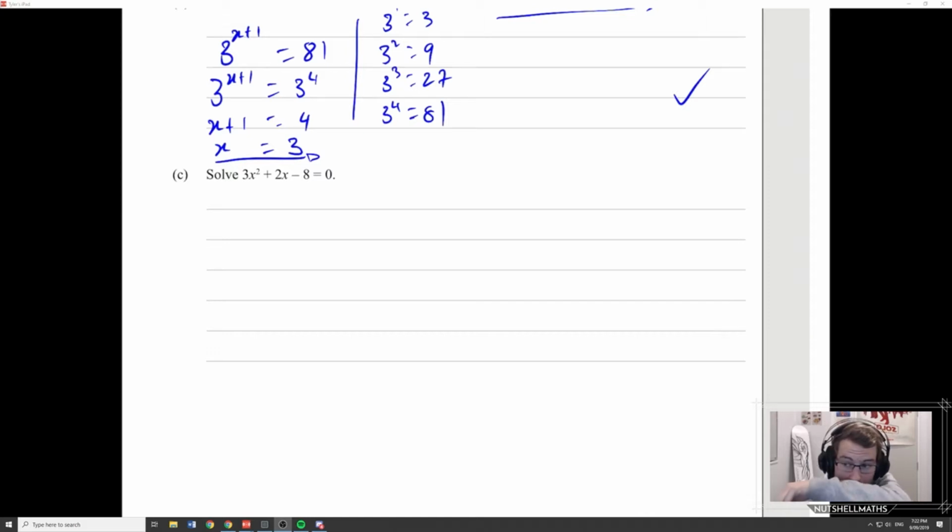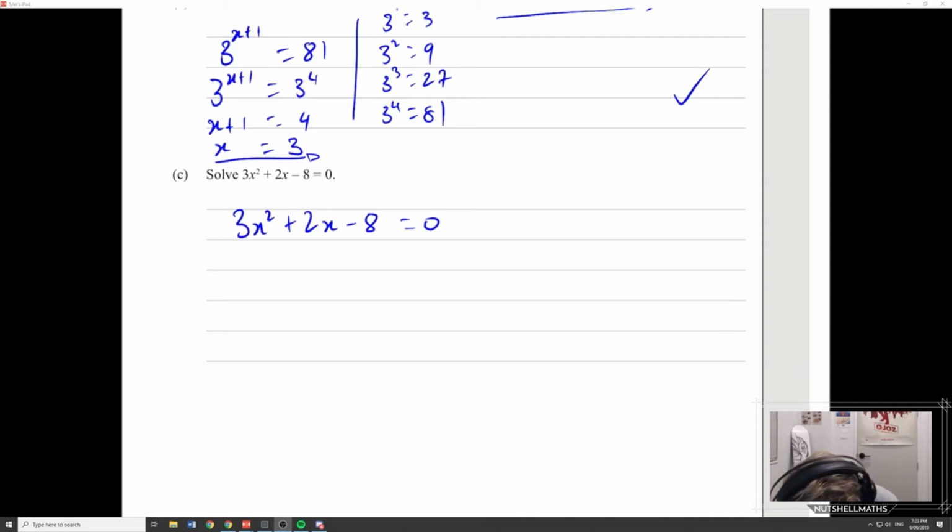Alright. Let's look at this here. If we have 3x squared plus 2x minus 8, we want to solve this, so we want to get x equals something and x equals something. In order to do that, we need to factorize this equation. And if you can factorize this, you can probably pass the paper.